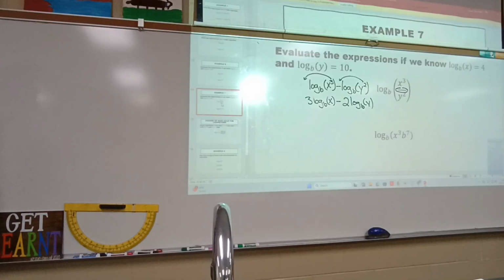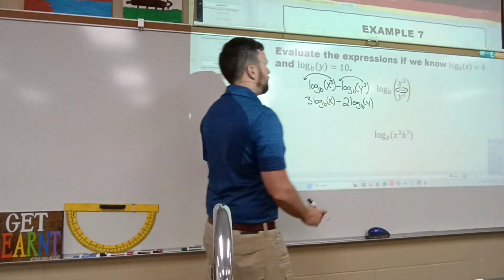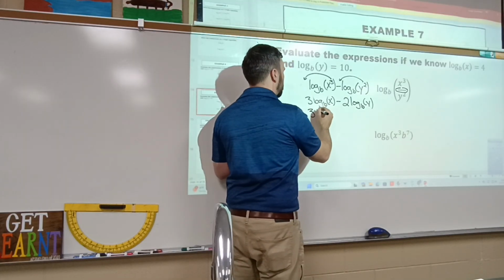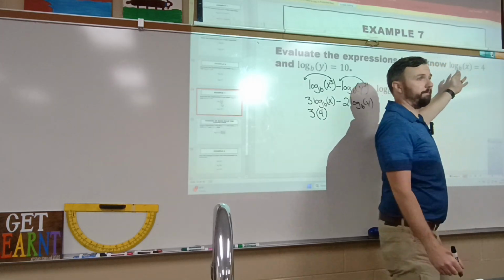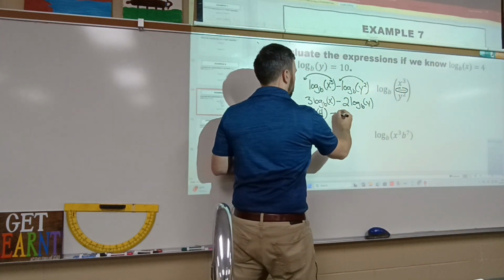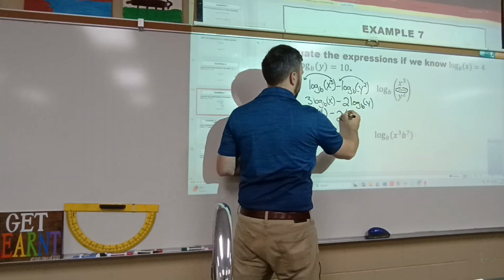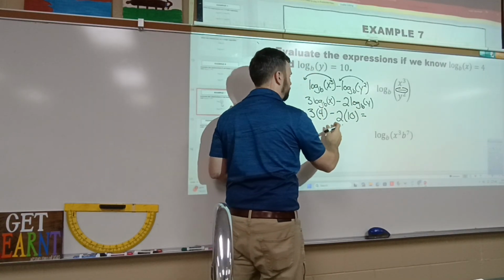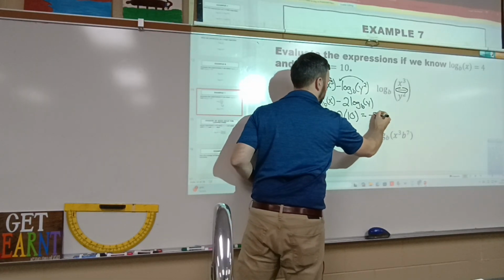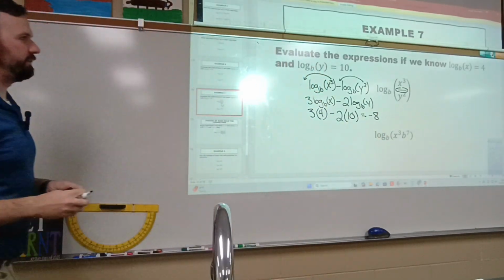Now I can do this problem. Okay, I got down to single logarithms. Log base b of x is equal to 4 because it's given to us, right? Log base b of y is 10 because it's given to us. So 12 minus 20 is negative 8. All right?